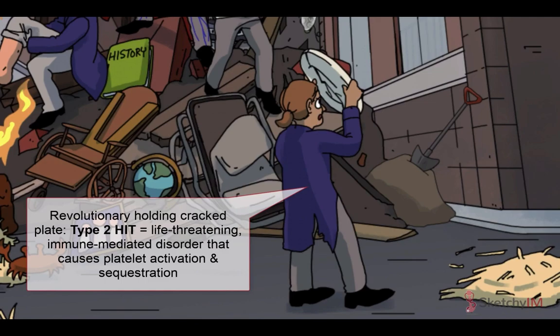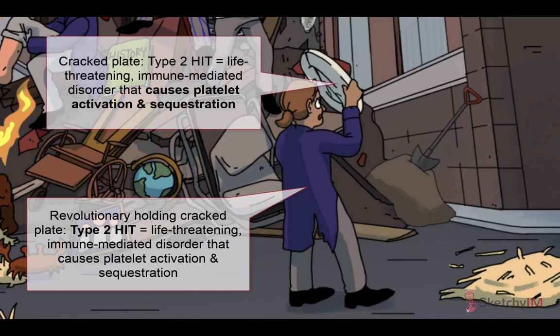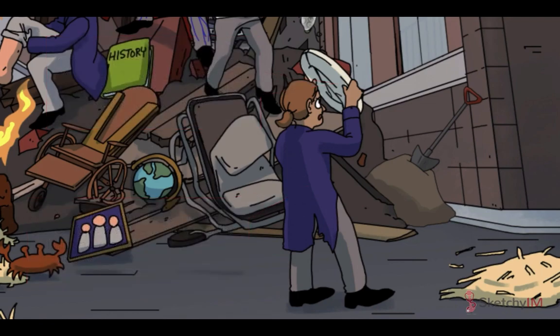Type 2 HIT is set in motion when heparin binds platelet factor 4 on the surface of platelets, changing the conformation of the protein and causing the body to recognize the resulting complex as foreign. From there, the immune system begins targeting and destroying platelets, which is almost as much of a bummer as getting locked in prison for 19 years for stealing a loaf of bread. But how does the body destroy its own platelets? Well, let's dig down a bit deeper.